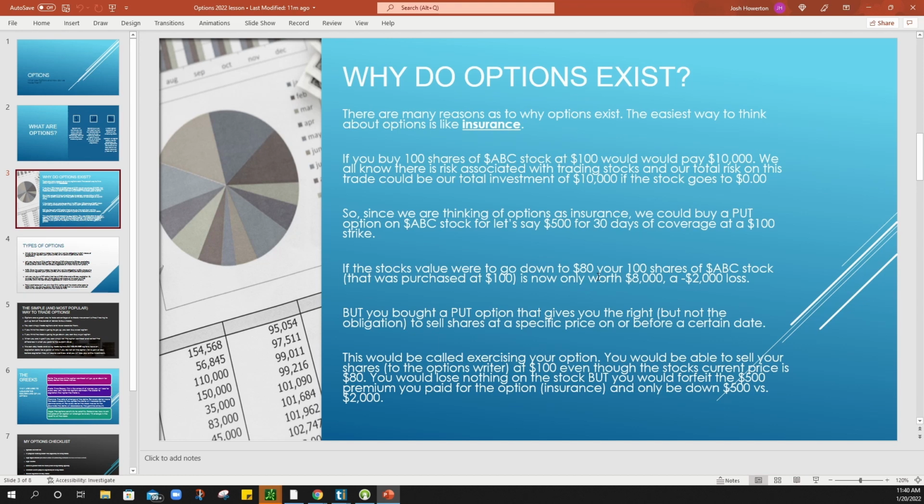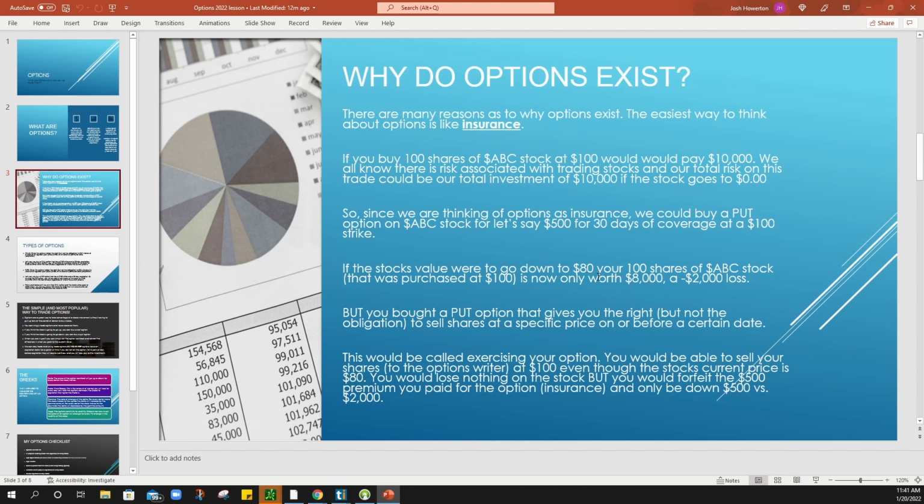You invested $10,000 because you bought 100 shares at $100, but now Tesla drops to say 80 bucks. So now your 100 shares of Tesla is not worth $10,000. It's worth $8,000. At that point in time, you would have an unrealized loss of $2,000. But if you bought a put option, AKA that insurance policy, that gives you the right, but not the obligation.